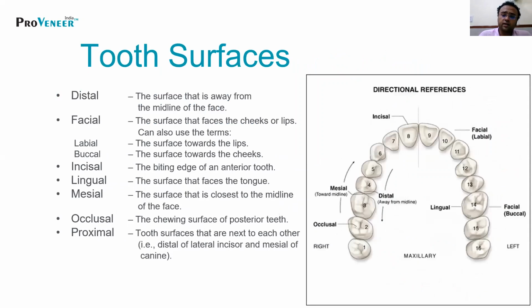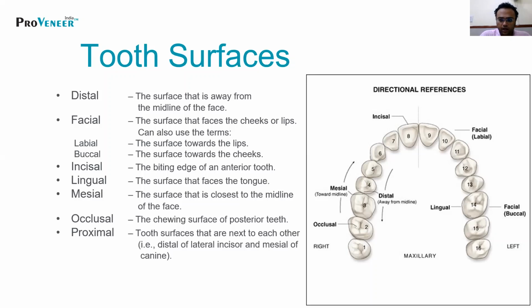Then lastly, there are the tooth surfaces. So this tooth has a distal surface. Distal is the farthest surface. If this is the midline, and we take the central incisor, the farthest side is the distal. The middlemost side is the mesial. The front side is the facial. Back side is the lingual or palatal. And the topmost surface is called the incisal surface. That is how you define the tooth surfaces of each and every tooth.